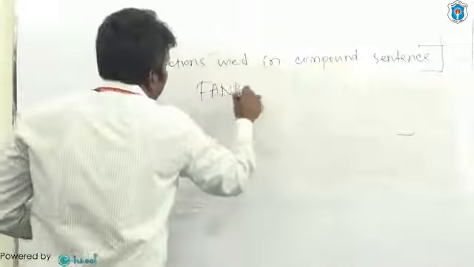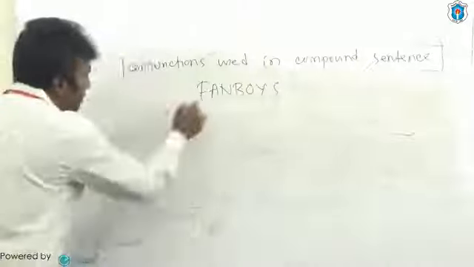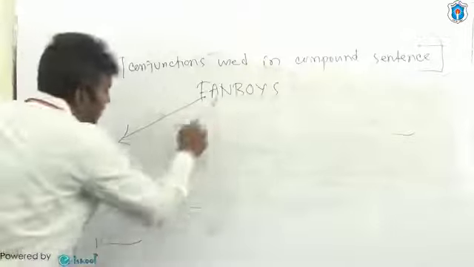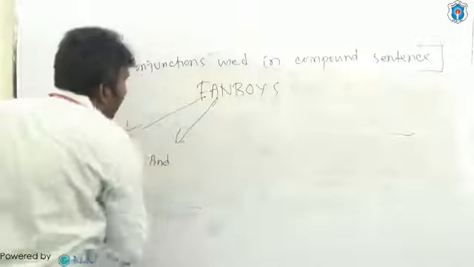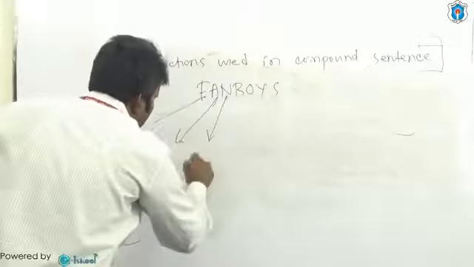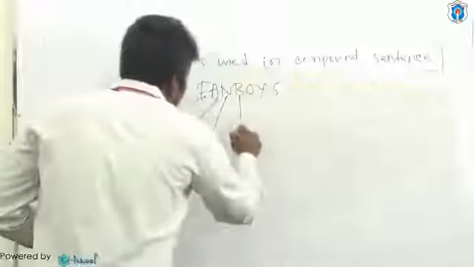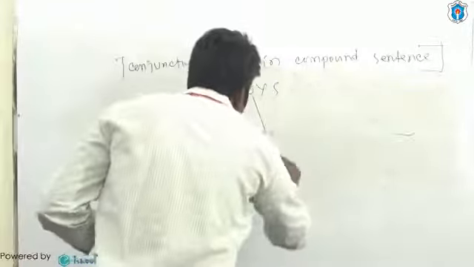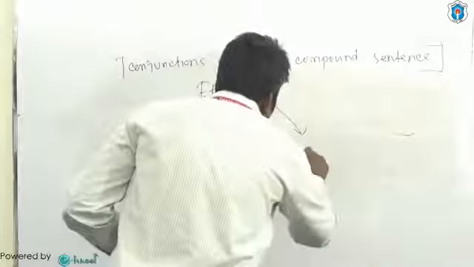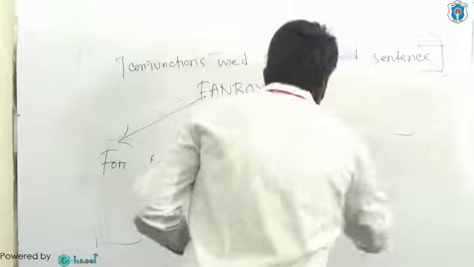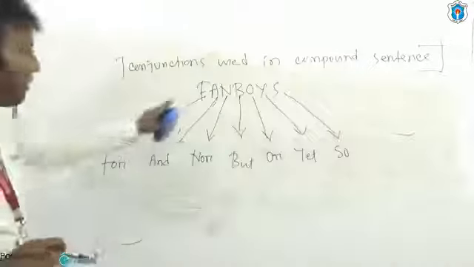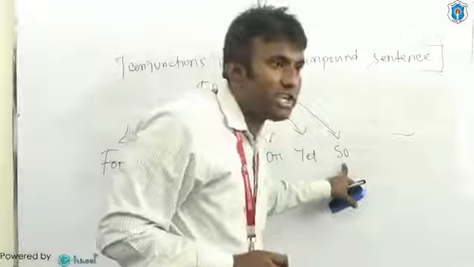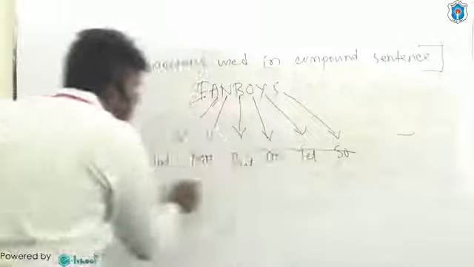Fan boys. Here F for for, here A for and, here N for nor, here B for but, here O for or, here Y for yet, here S for so. In this acronym we have got 1, 2, 3, 4, 5, 6, 7 conjunctions. Actually these all are called coordinating conjunctions.